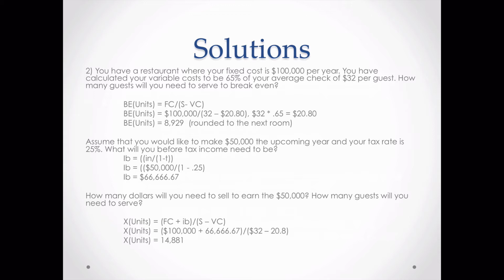And then the second portion of this problem is assume that we'd like to make $50,000 after taxes, and our tax rate is 25%, so we need to calculate our before tax amount. So we use that IB equals IN divided by 1 minus T. IB is income before, IN is income, and T is tax rate. So we take $50,000 and we divide it by 1 minus 0.25, and coincidentally we get income before of $66,666.67.